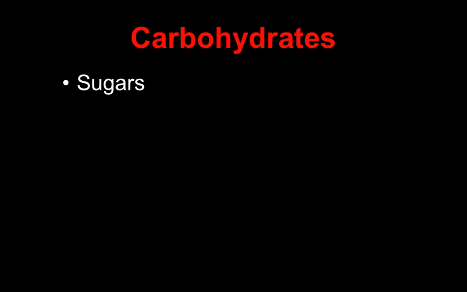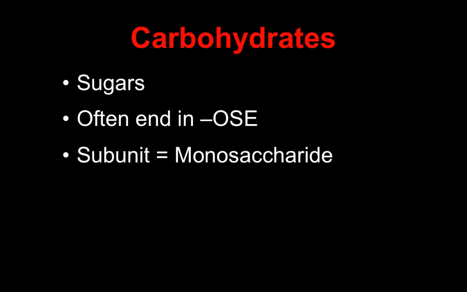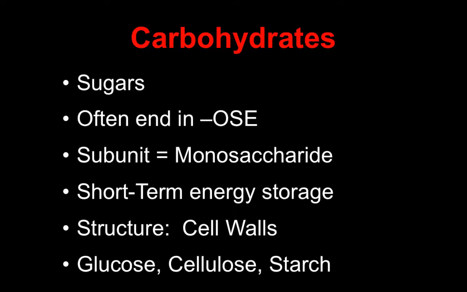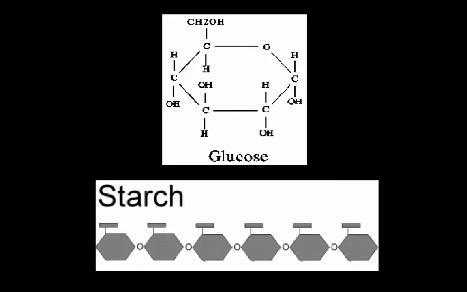Carbohydrates are sugars, very often ending in ose. The monomer for carbohydrate is a monosaccharide. Carbohydrates are used for short-term energy storage and for structure, specifically cell walls. Some examples of carbohydrates are glucose, which is the product of photosynthesis, cellulose, which is used to make the cell walls of plants, and starch, which is found in many foods such as potatoes.